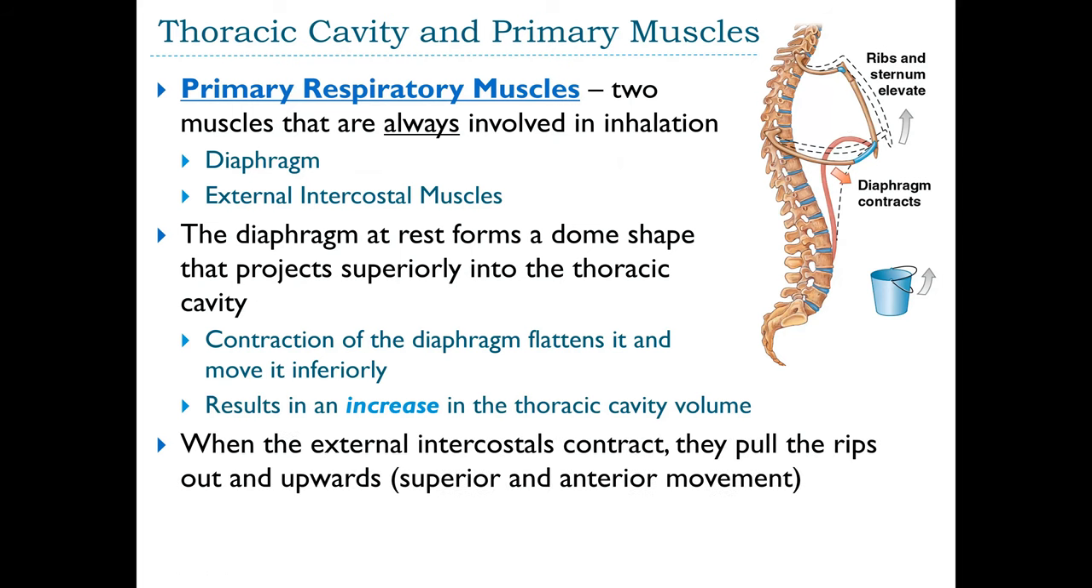When the external intercostals contract, they pull the ribs upward and outward, which is a superior and anterior movement. And this is also going to result in an increase in the thoracic cavity volume. So the ribs and the sternum will be elevated. You can also think of this like a handle on a bucket. When you raise it up, you're actually increasing that area that is encompassed by that handle.